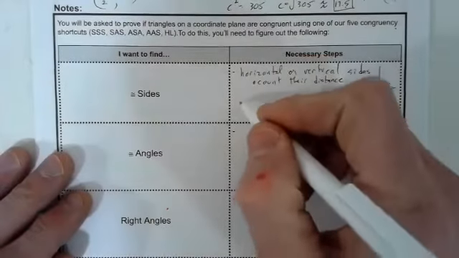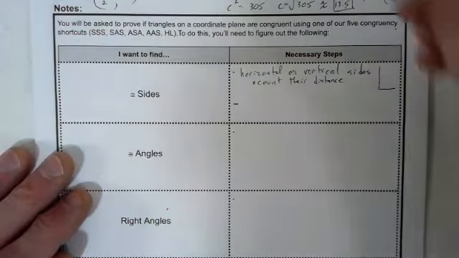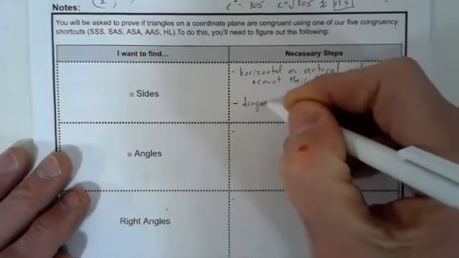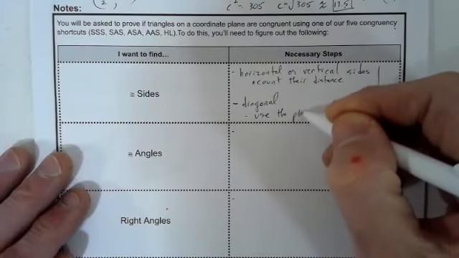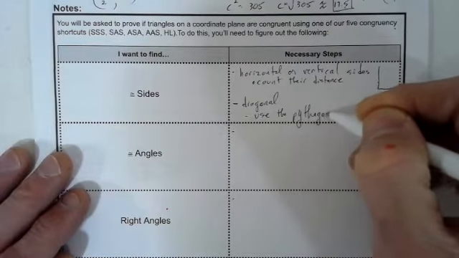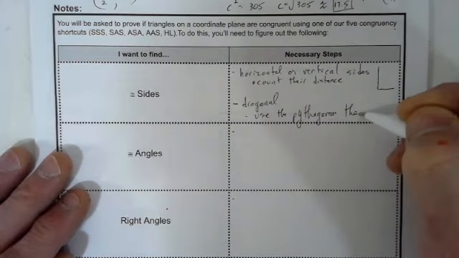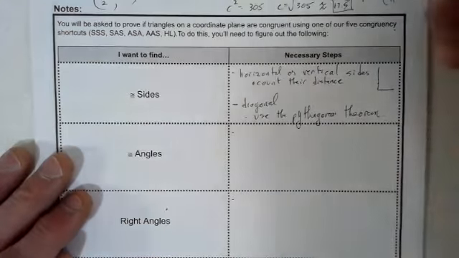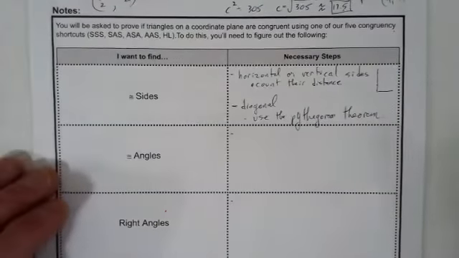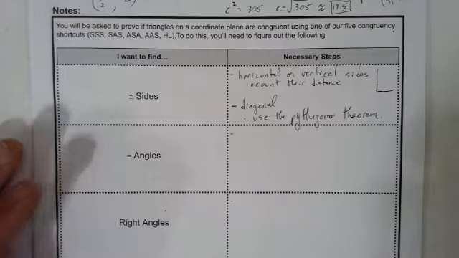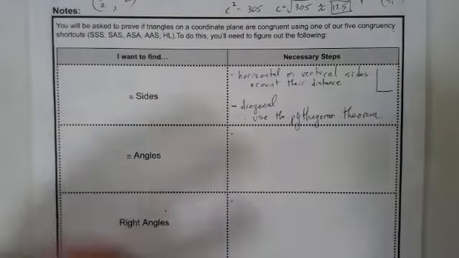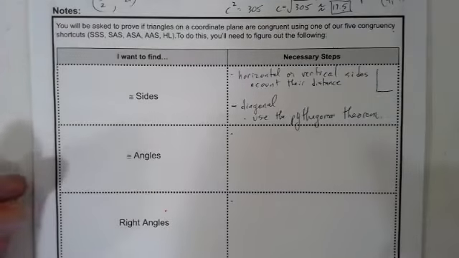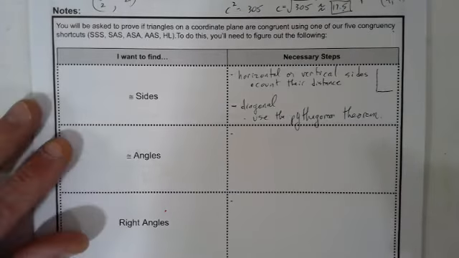It's going to be super helpful. Now, if they're diagonal, if they're not horizontal or vertical, like this one, we have a diagonal on the coordinate plane, you just use the Pythagorean theorem, like I just showed you up here. So same kind of thing. If they're diagonal, you use that Pythagorean theorem. You'll find out how long they are, and then you'll be able to know whether or not each of the corresponding sides of the triangles are congruent.